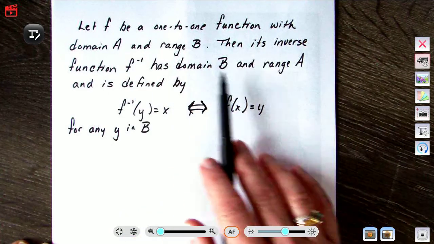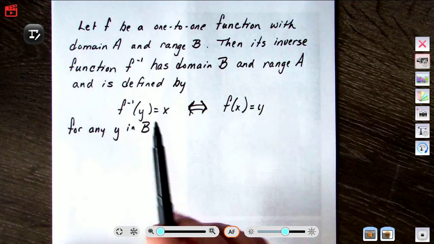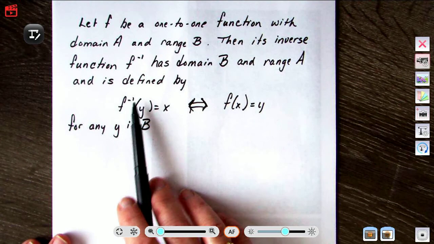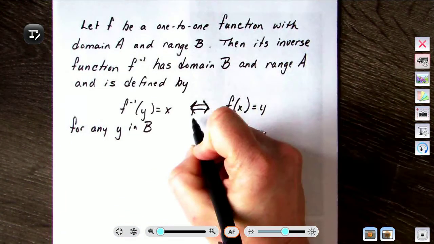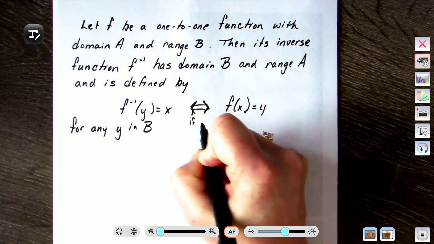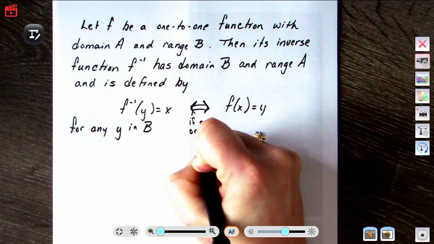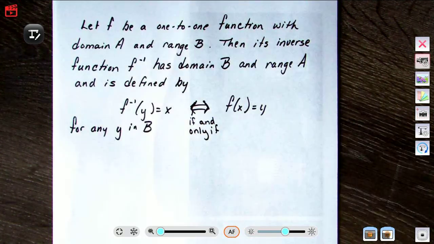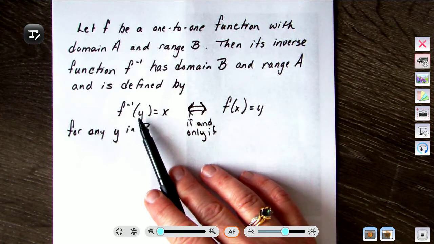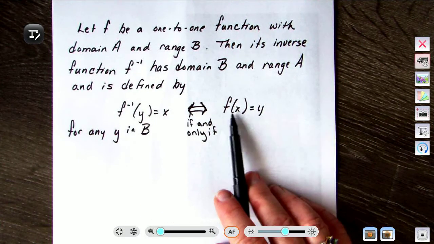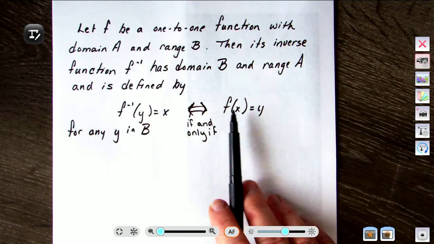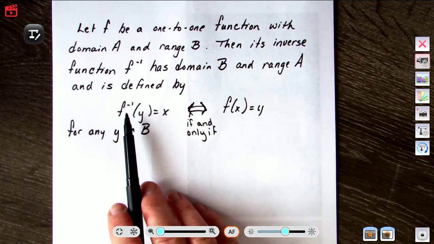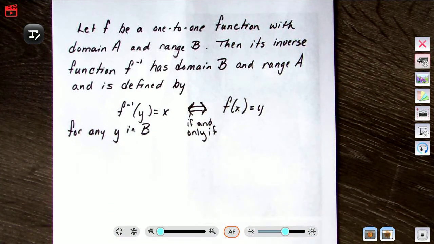Notice the domains and the ranges flip. It is defined by f inverse of y is equal to x if and only if y equals f of x. This double arrow is read as "if and only if," so it is something that goes both directions. So if f inverse of 2 is equal to 1, that means f of 1 is equal to 2. And vice versa. It goes back the other way too. If f of 5 is equal to 7, f inverse of 7 will be equal to 5.